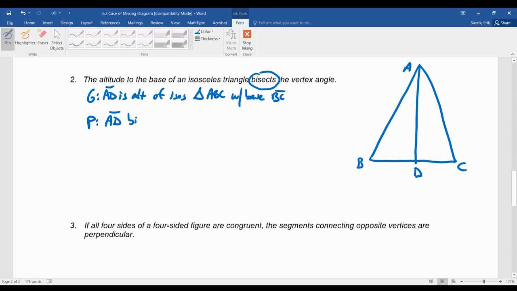AD bisects angle BAC. Okay, so that's our setup, and I think there's different ways you can do this. Let me see here. We have an altitude.